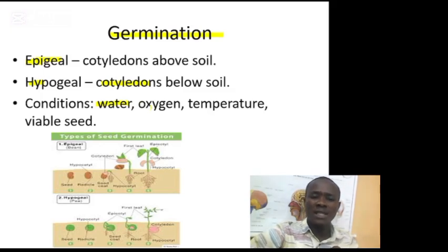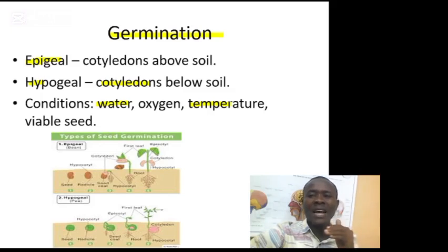And oxygen. That seed is living. So since that seed is living and we have stored food in the seed, the oxygen will oxidize the food to give energy for the process of germination to occur. And next we have temperature as a condition for germination. Certain seeds have a certain range of temperature in which they can germinate. Above it or below it, they cannot germinate.